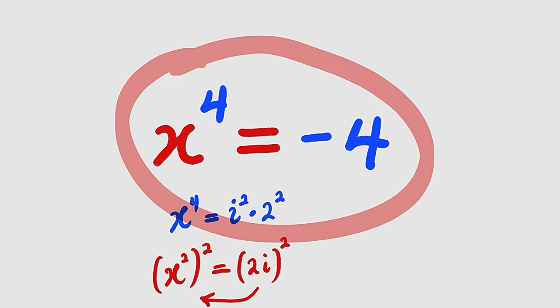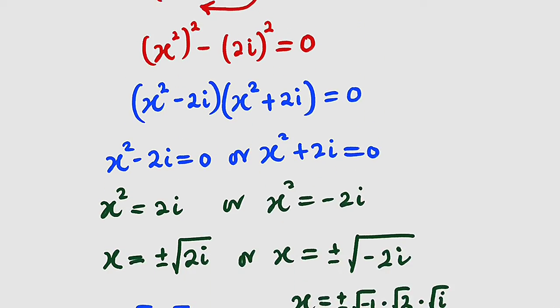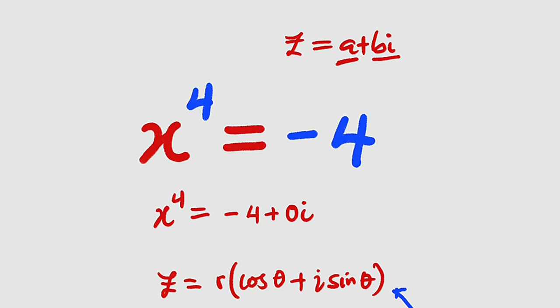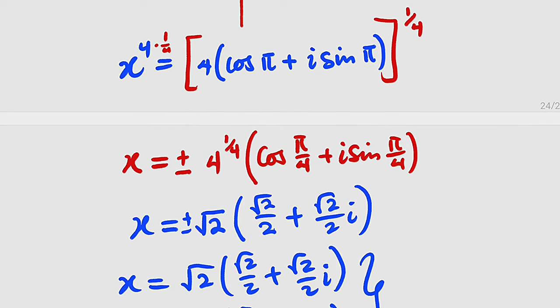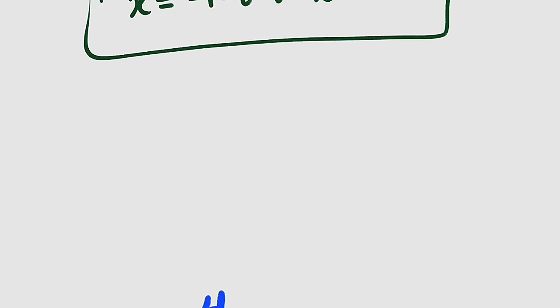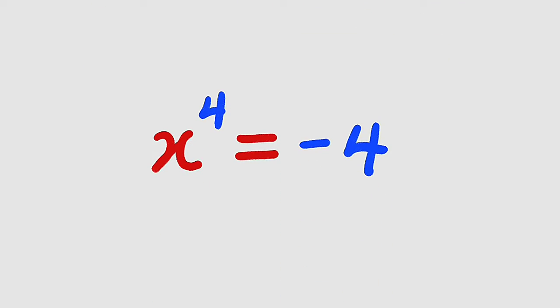So far we have solved this problem in two different ways, which is x to the power of 4 equal to negative 4. This was the first method, and secondly we applied De Moivre's theorem. But in this tutorial we are going to apply the general formula for solving quadratic equations to solve the same problem. So here is the problem: x to the power of 4 equal to negative 4.